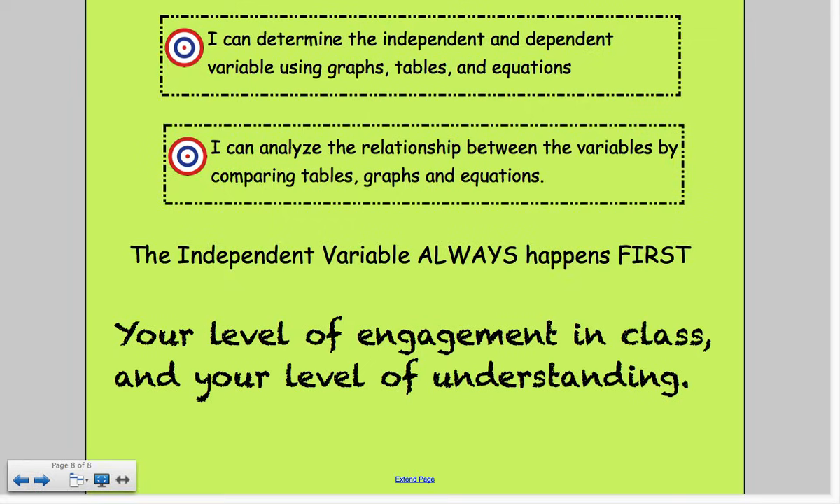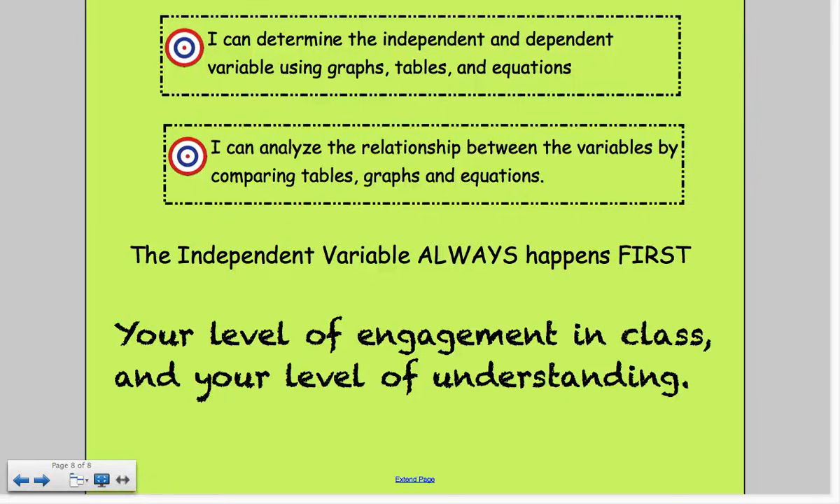All right. I just want to review that in this lesson you were able to determine the independent and then dependent variable, and you were able to look at relationships between the variables. We remember and we know that the independent variable always happens first. When you plot points on a graph, the x-axis is where we first move, and that is also the x-axis is the independent variable.